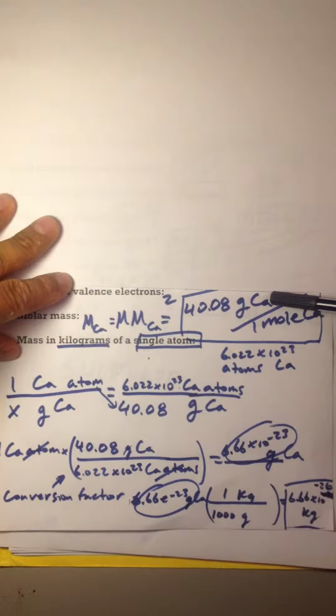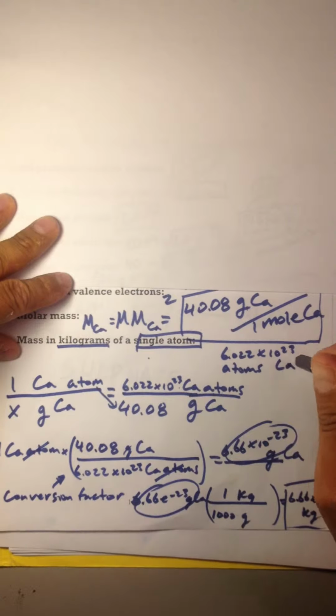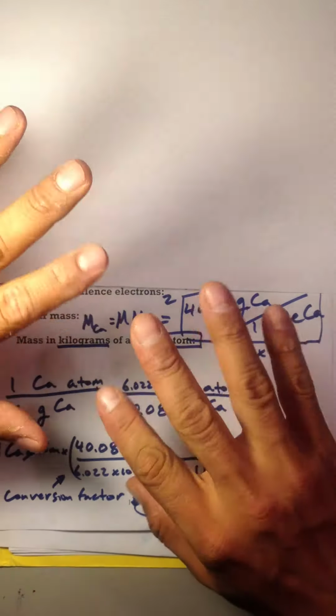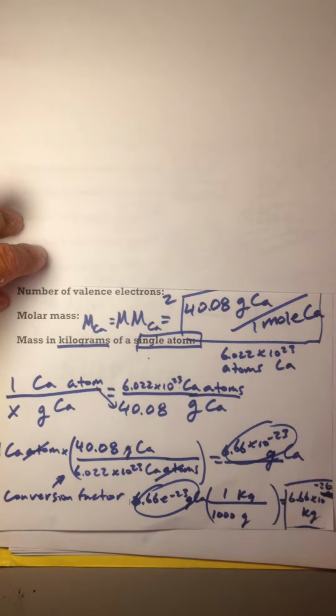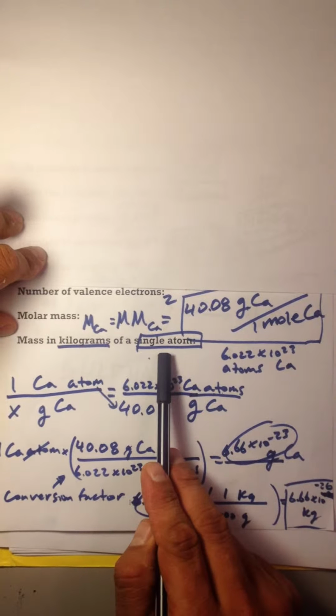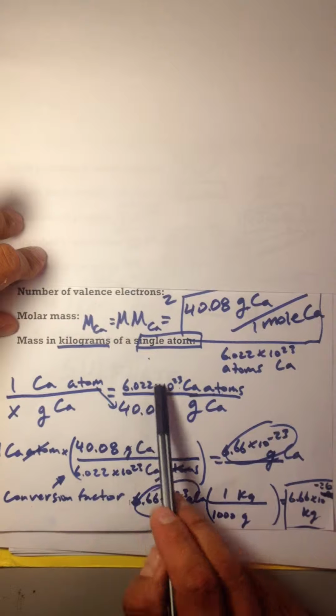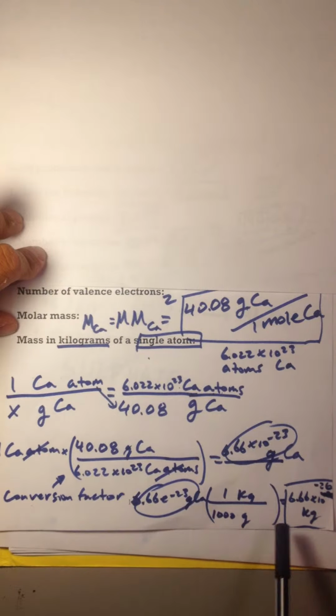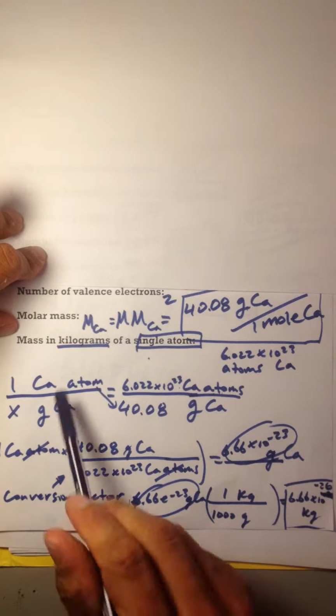So if I gave you this many grams, there's a whole mole of those. And then what's a mole? It's that crazy huge number. That's how small calcium atoms are. They're super tiny. Okay? At any rate, we're looking for the mass in kilograms of a single atom. Well, let's do it in grams. We've been dealing with grams, and then we'll convert from grams to kilograms. So it's a two-part problem.